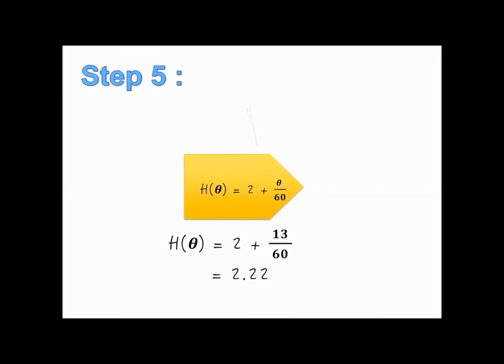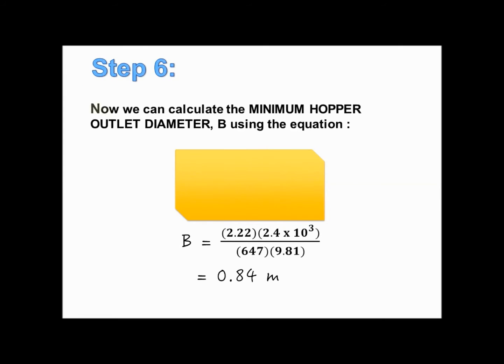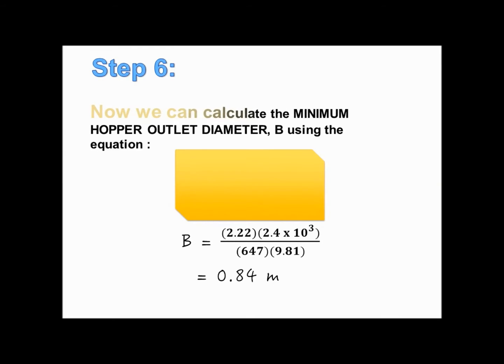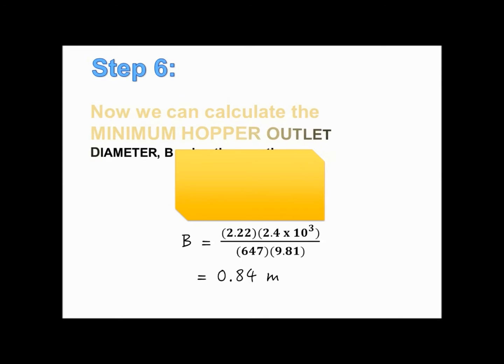Now let's proceed to step 5. The conical outlet H theta of the hopper needs to be calculated using the formula stated. The theta refers to the semi-included angle, which is 13 degrees that we calculated in step 2. Hence, the H theta obtained is 2.22. Step 6. Once we know the conical outlet of the hopper, the sigma critical, and the bulk density of coarse flour, now we can calculate the minimum hopper outlet diameter, which is B, using the formula stated. Hence, the diameter obtained is 0.84 meter.